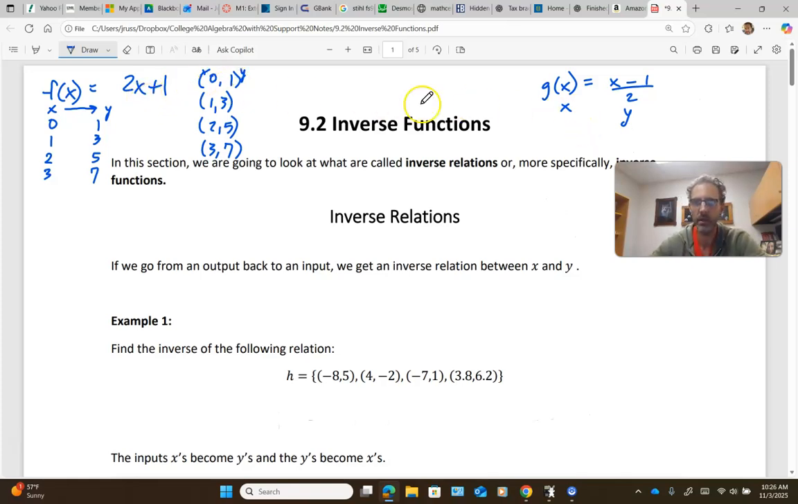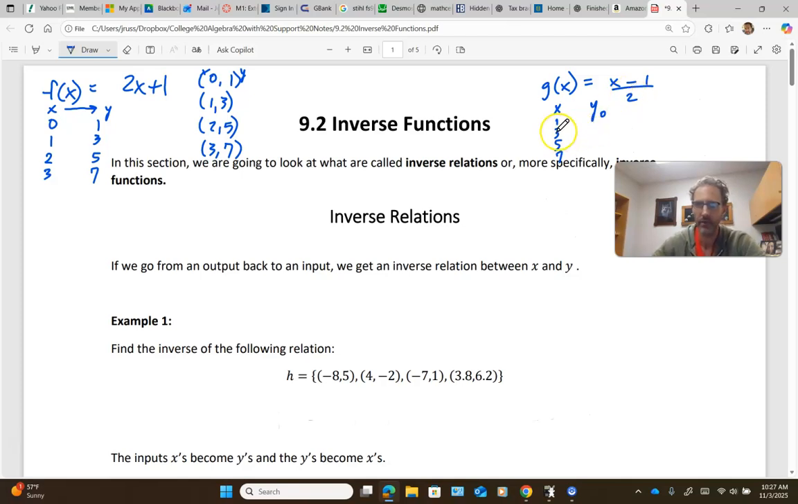Now what I'm going to do for this second function is plug some numbers in for it, x and y, but I'm going to let the x's, or my inputs, be the numbers that I got from my outputs from this function. Okay, so 1, 3, 5, and 7. Okay, and we're going to see what these outputs are. So if we plug in 1, we're going to get 1 minus 1 is 0, and 0 divided by 2 is 0.